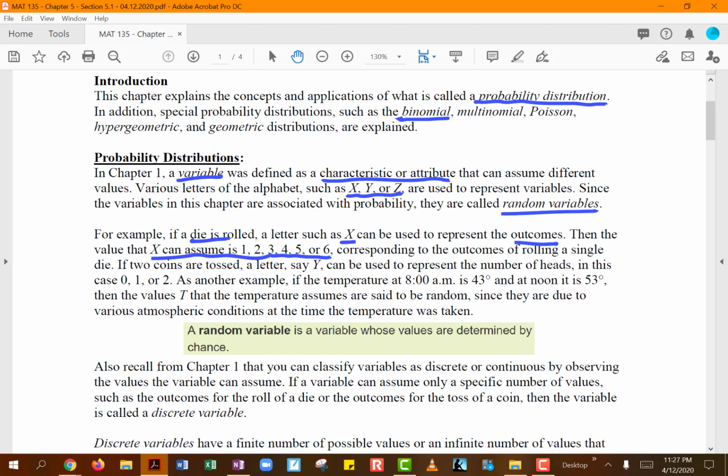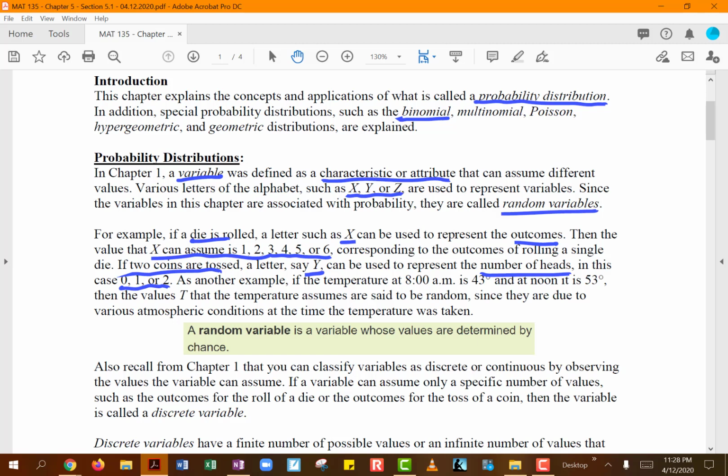Now, if we are tossing 2 coins, then you can think of your variable, let's say Y, as representing how many heads you will get when you are tossing these 2 coins, right? So you can either get 0 heads because both the coins landed on the tail side, 1 head, which means one of the coins landed on a head, or 2 heads where both your coins ended up on heads. So the variable Y represents the number of heads, and the outcomes for those values would be 0, 1, or 2.